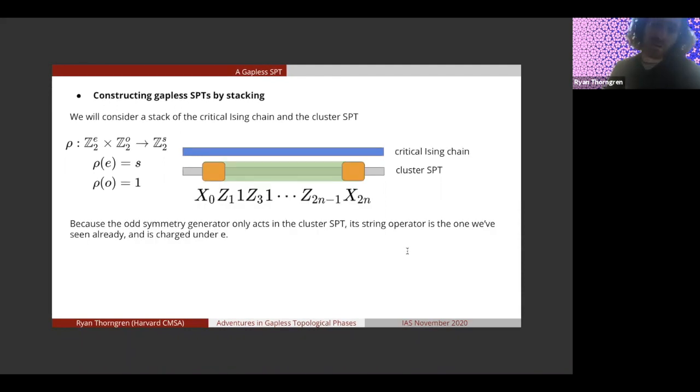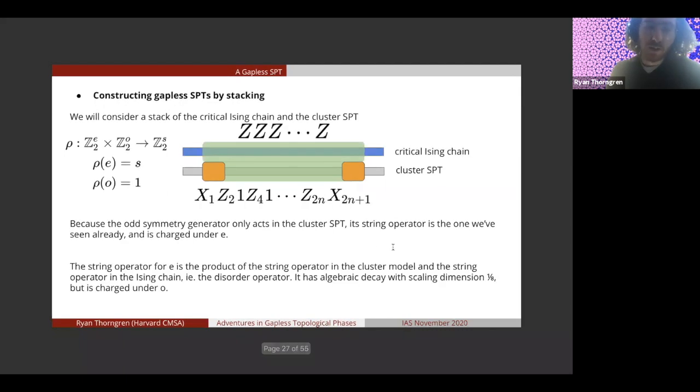The odd symmetry is the one that only acts in the gap sector. This is going to have a non-trivial string operator, which is the one we saw before. That will be long-range ordered, and that's enough to know that this system is going to have some boundary degeneracy. The other string operator is going to be the product of the gap string operator in the SPT and the disorder operator in the critical Ising chain. So this will be one of these algebraically decaying string order parameters.